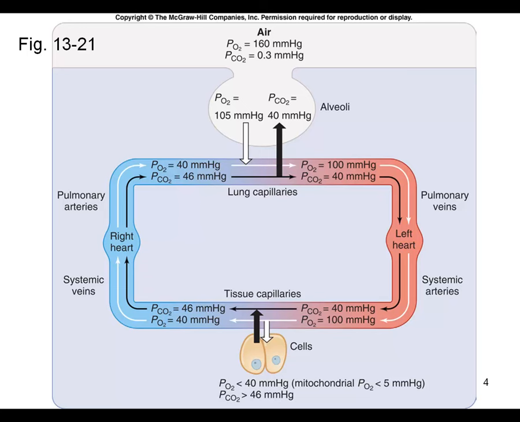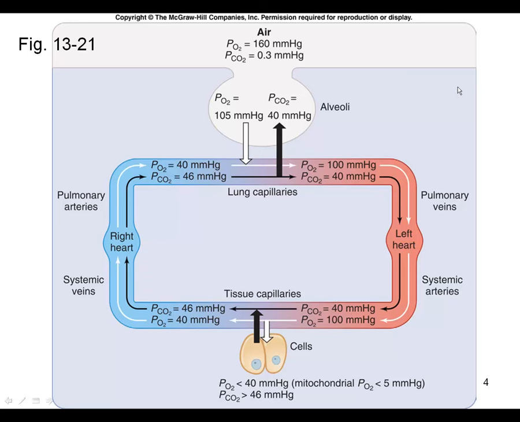So if the alveoli are 100, then the pulmonary vein is 95. If the alveoli are 102, then the pulmonary vein is 97. That's a normal difference that we see in everybody. We don't see that difference in CO2 because CO2 is able to diffuse quite well. And that's kind of complicated, so I'll just leave it there.